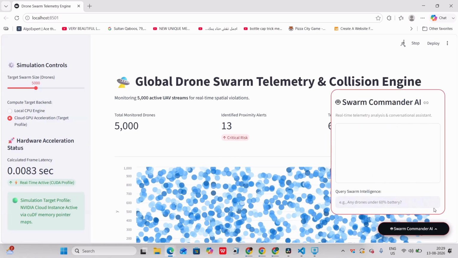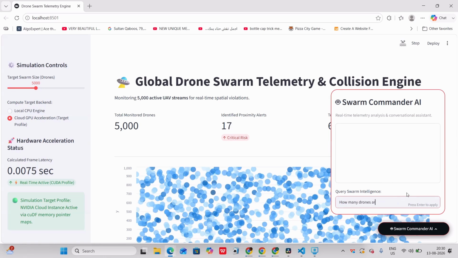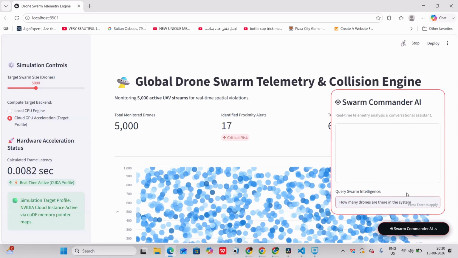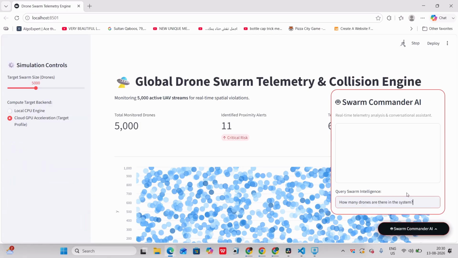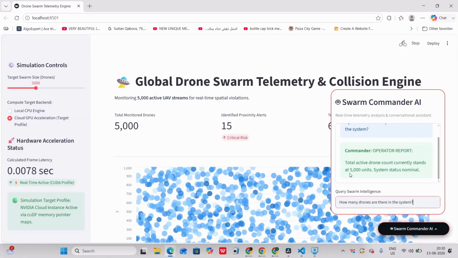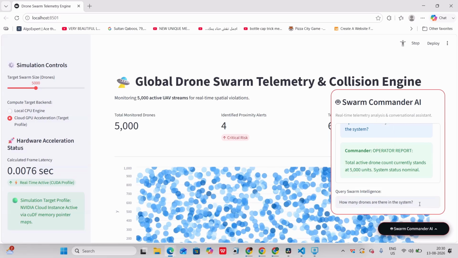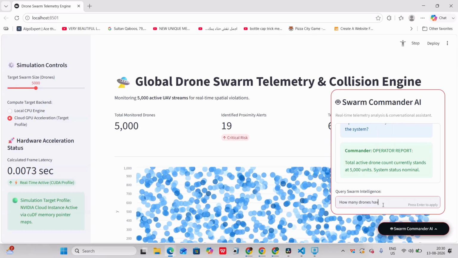In addition to the reduced latency, we have added a Swarm Commander AI, an AI chatbot that analyzes and answers your question real time. We can ask anything regarding drones. For example, how many drones are there in the system? Here it correctly answered 5,000 drones.